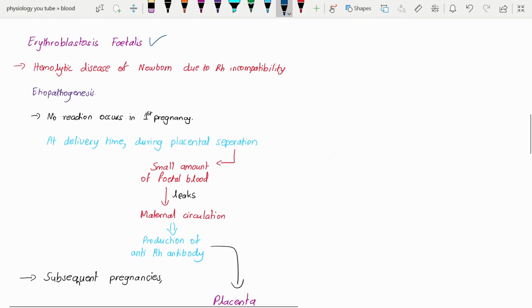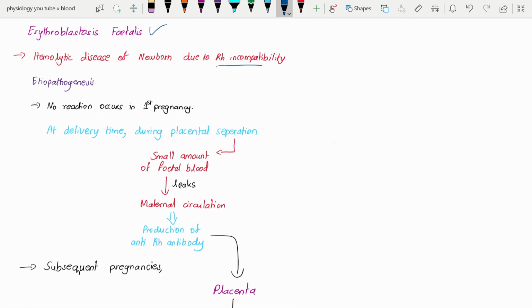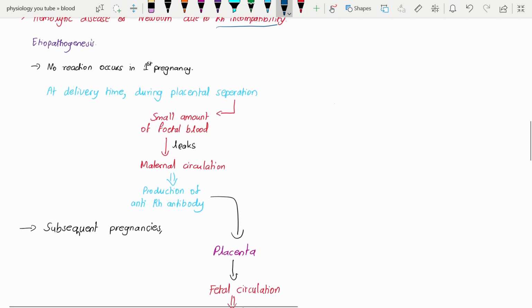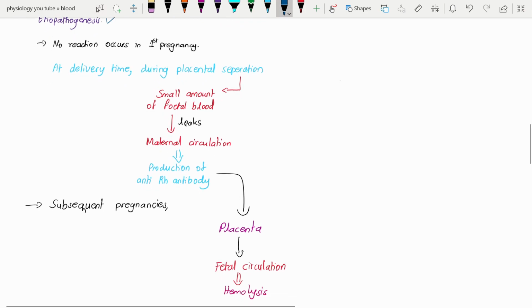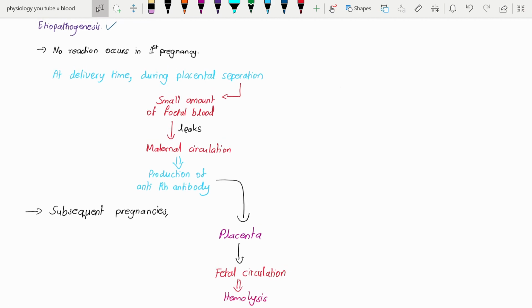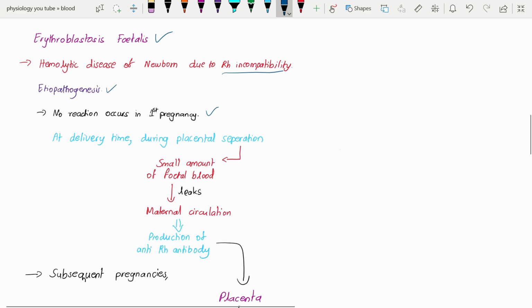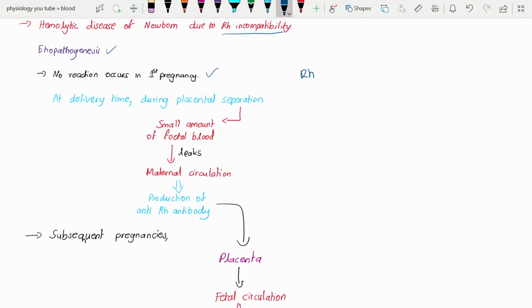Okay, this is a hemolytic disease of the newborn that is happening due to the Rh incompatibility. So we know what Rh incompatibility is, right? So we will move to the etiopathogenesis, how it is happening. There is no reaction in the first pregnancy because the antibodies are not present within the Rh negative mother, and you need to know that this happens only if there is an Rh negative mother and an Rh positive fetus. It can only happen in this condition, right?